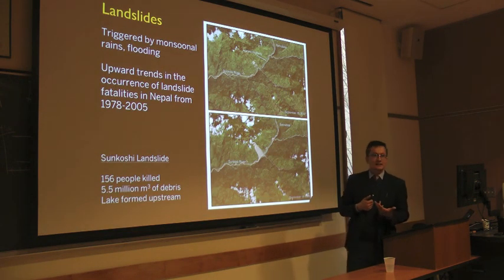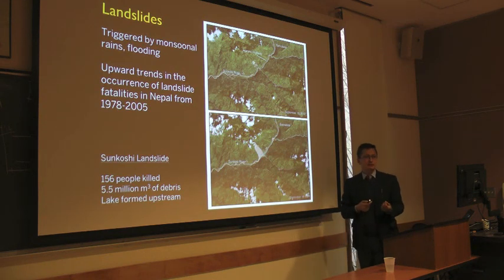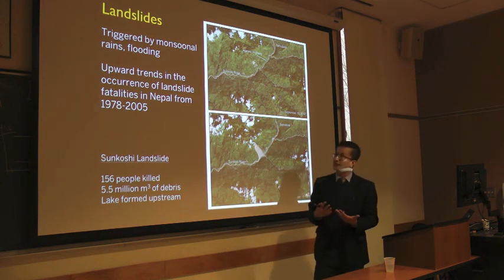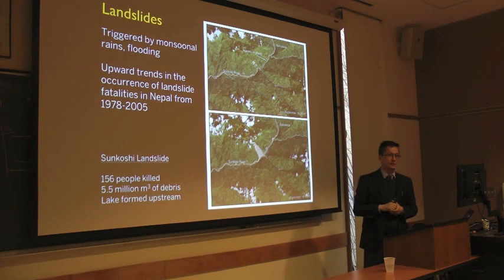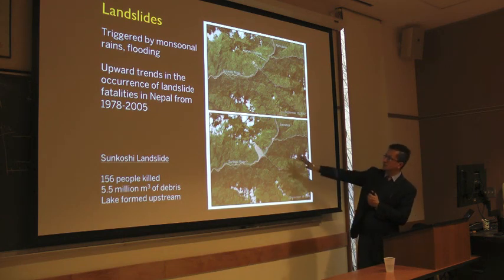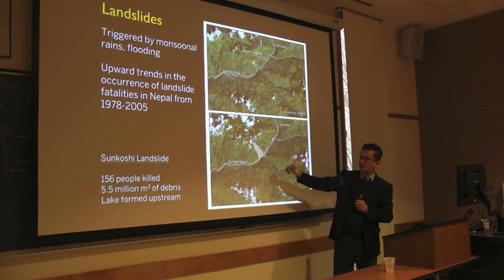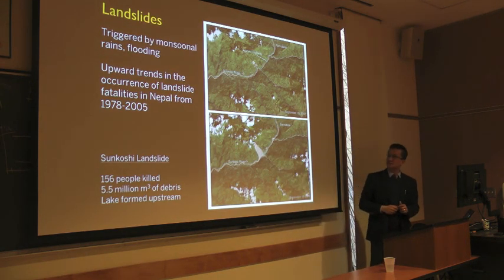Now, again, with the monsoon, we also have landslides, triggered by the rainfall. We have seen an upward tick in the number of fatalities in Nepal alone, where a record is kept of how many people have died in landslides. This is an image of the Sunkoshi landslide in 2014. 156 people died, and this is an image from Landsat. Again, there was a lake that formed upstream of this river, and we had to drain it. So again, these are some of the hazards that are fairly common.